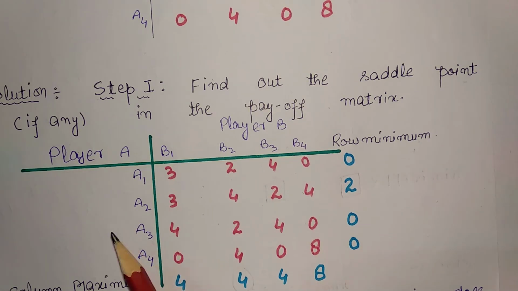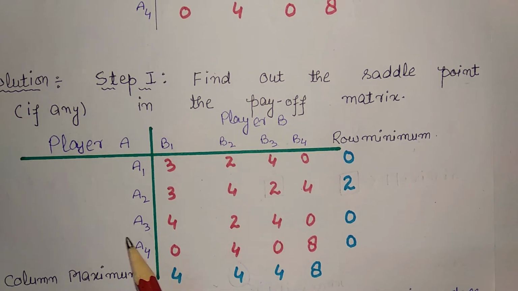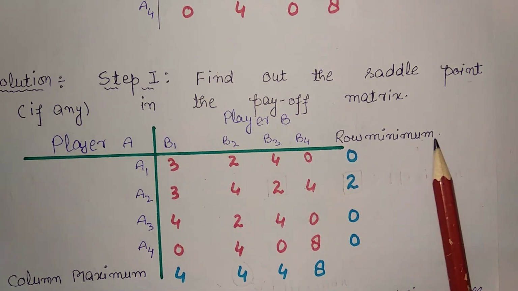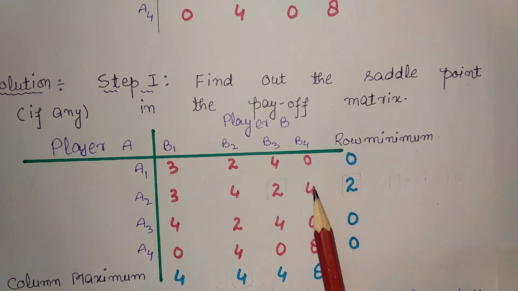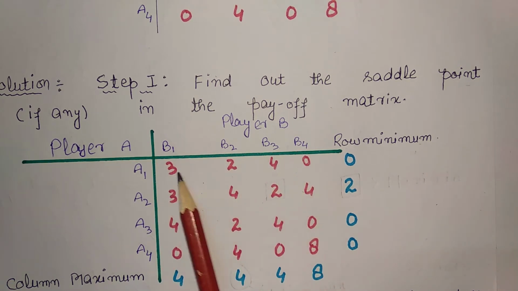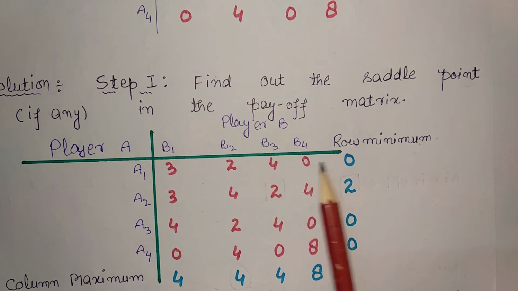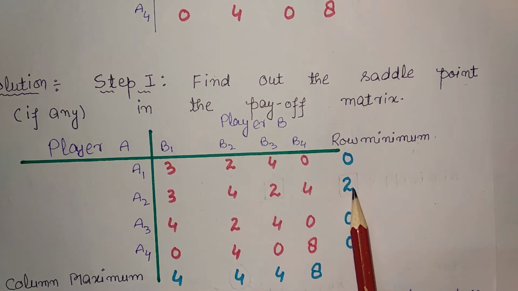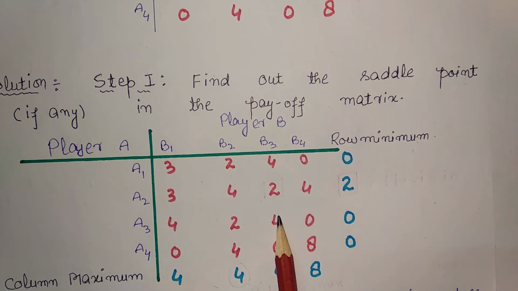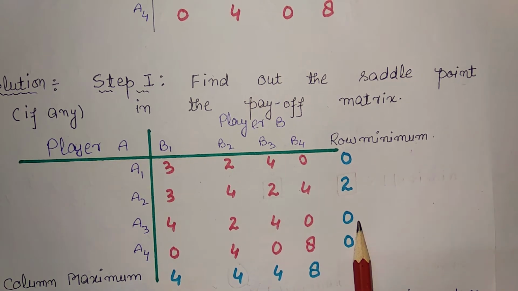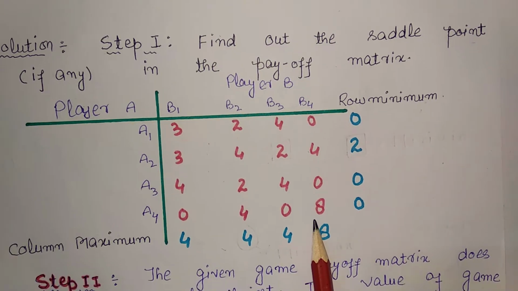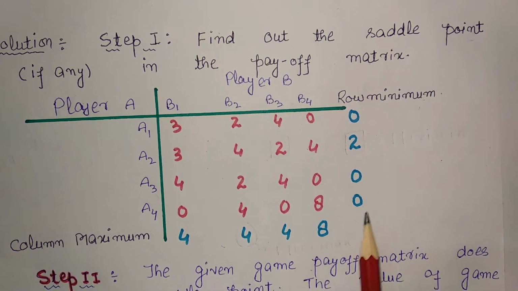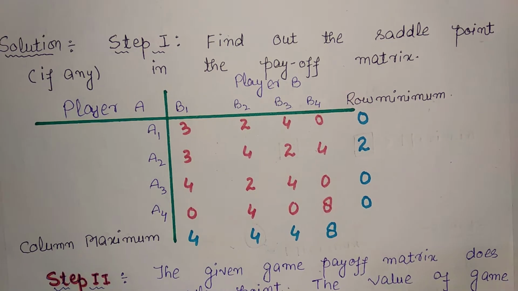Now here I have written the payoff matrix, and then I will write the row minimum. I have to choose the minimum value among these values. The minimum value in the first row is 0, so I will write 0. In the second row the minimum value is 2. In the third row the minimum value is 0, so I will write 0. In the fourth row the minimum value is 0, so 0. After that I have to write the column maximum.